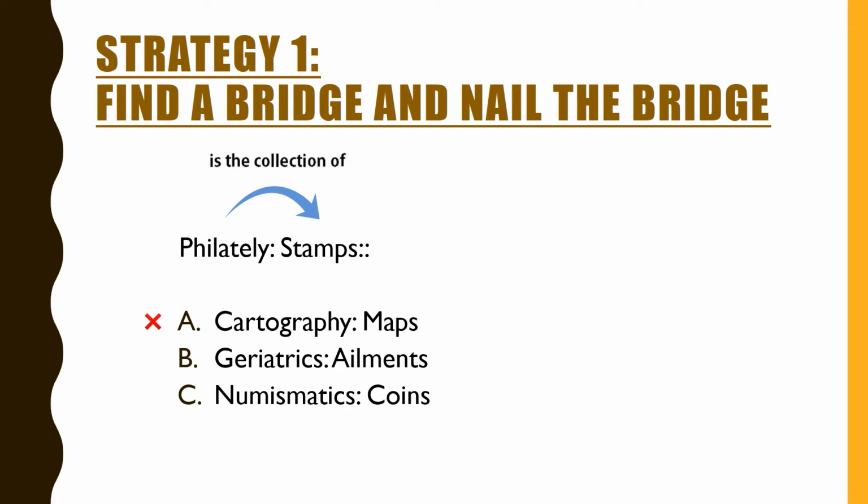What is geriatrics? It is a branch of medicine dealing with the ailments, debilities, and care of aged people. Now it is connected to ailments, but it is not a collection of ailments. So that too is not our answer. And what is numismatics? It is a collection of coins. So the first bridge applies perfectly, it fits perfectly in option C, and hence our answer is numismatics is to coins.